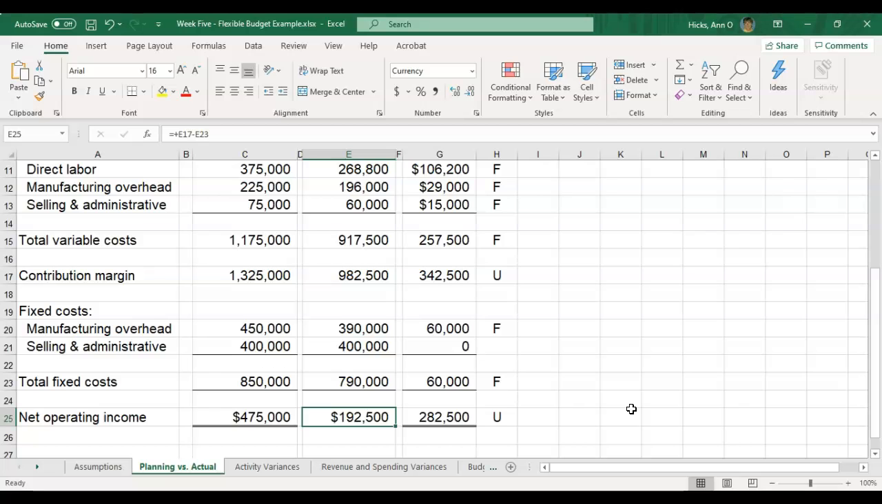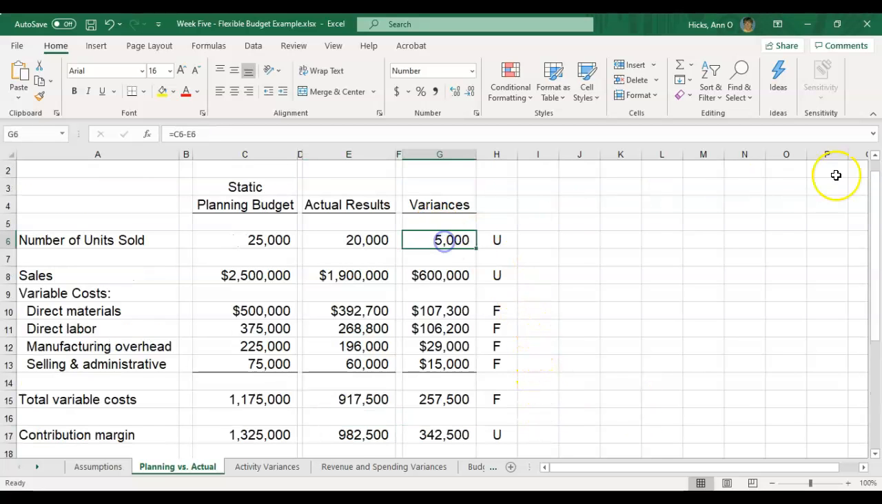Okay. Now, in the variance column, you'll notice we've taken the difference between the planning budget and the actual results. And this column, U or F, that stands for unfavorable or favorable. So right off the bat, we have an issue because we have an unfavorable variance in number of units sold of 5,000 units.